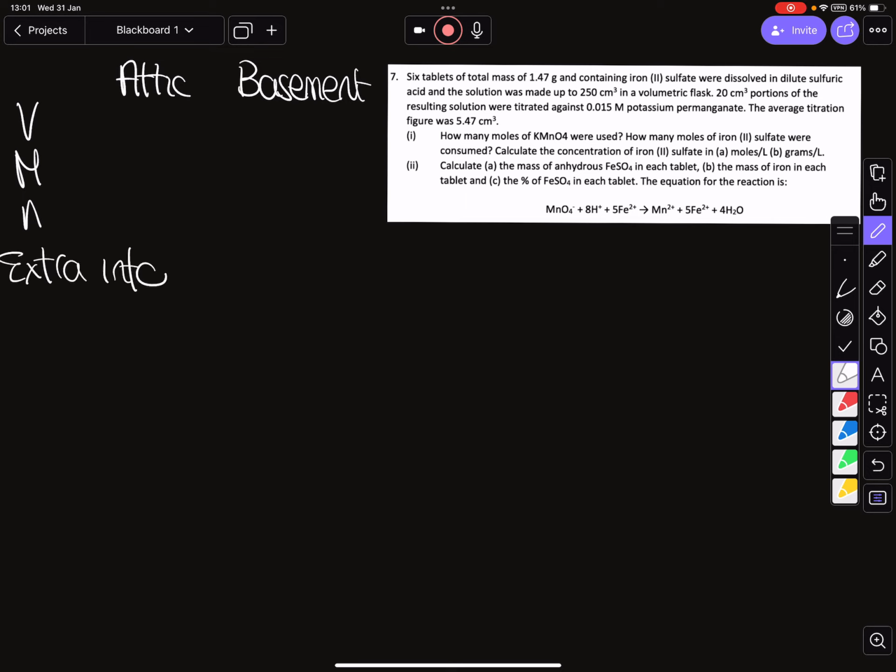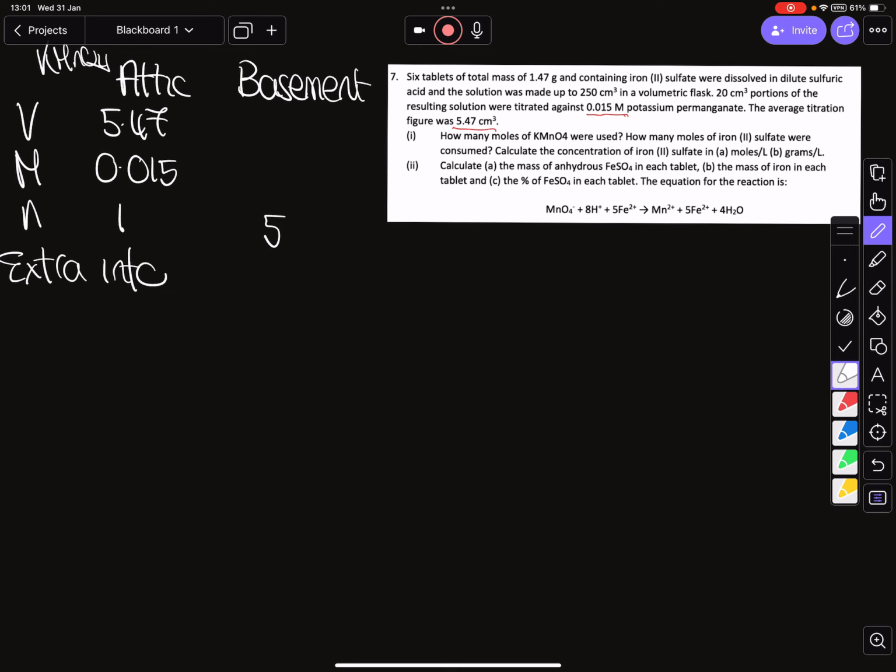So in the attic is the KMnO4. So we're scrolling down through to find where it says KMnO4. It's 0.015 molar and it was an average titer of 5.47. So we start these in here. Our mole ratio from our equation is 1. It means the iron then has an equivalent of 5.